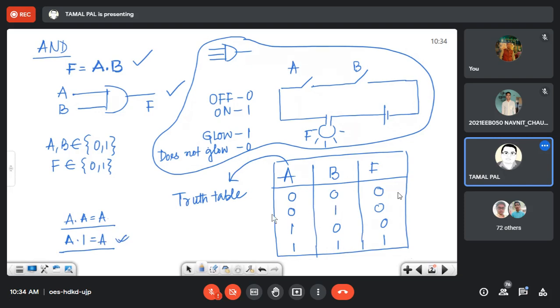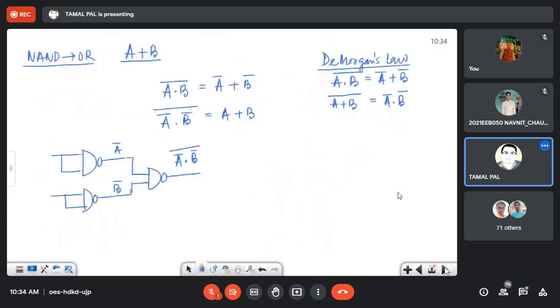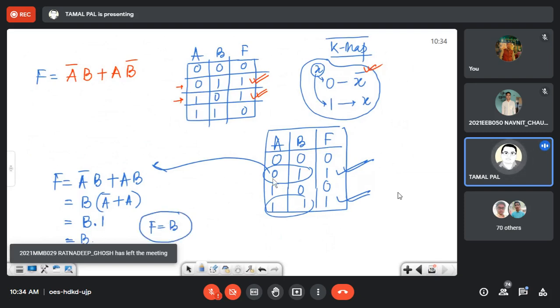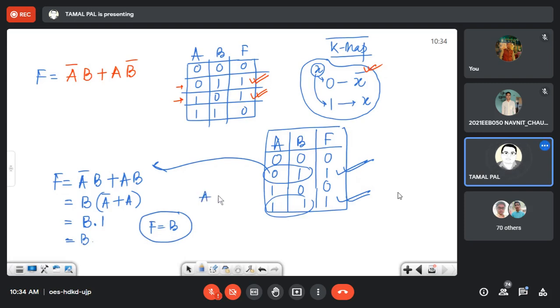If you check the second row and the fourth row, you will find this. Then it is B. So ultimately, if I simplify, F equals B. Now, if you put F equal to B, what is the table? A, B, and F: 0, 0, 0, 1, 1, 0, and 1, 1. If I put F equal to B directly, that means I am putting B, and these two tables are exactly the same. This proves that it is the correct expression for this table.